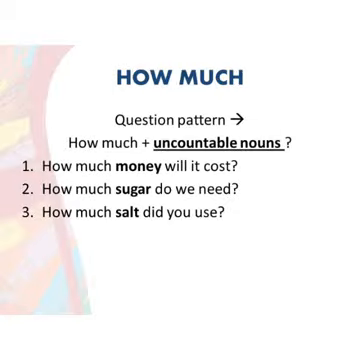The pattern that we are going to use is how much, followed by uncountable nouns. I have 3 examples here. How much money will it cost? How much sugar do we need? How much salt did you use? So I use money, sugar, and salt here. I do not say how much sugars do we need. Why is that? Because we are talking about uncountable nouns.